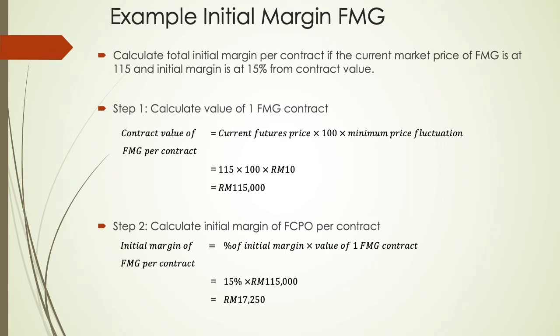That is the contract value for FMG per contract. And step number 2, you calculate initial margin of FMG per contract. Initial margin of FMG per contract is equal to percentage of initial margin times value of one FMG contract. So 15% times 115,000 ringgit. So the initial margin per contract is 17,250.